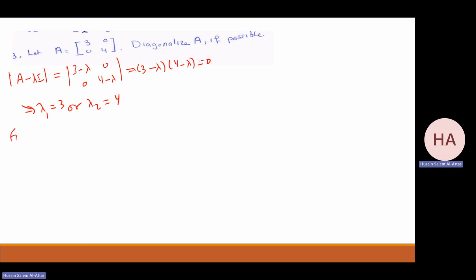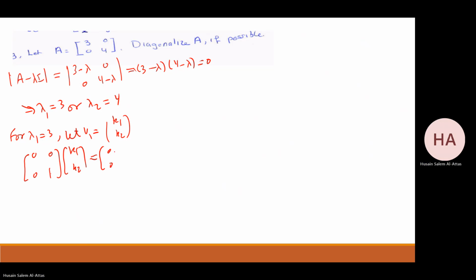Okay, so for lambda equals 3, I let V1 be k1, k2. I'm getting 0, 0, 0, 4 minus 3, that is 1, times k1, k2 equals 0, 0. So that implies k2 equals 0. So k1 is free, no restriction on k1. So I let k1 be 1. So I'm getting V1 is 1, 0.